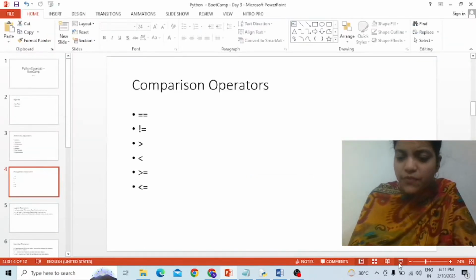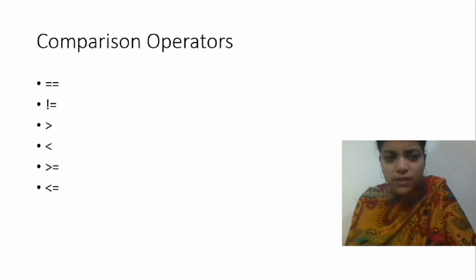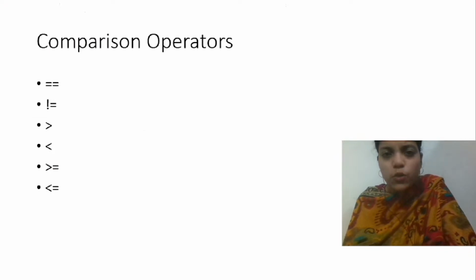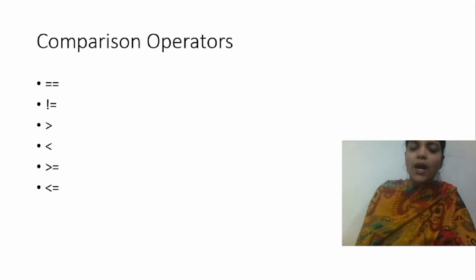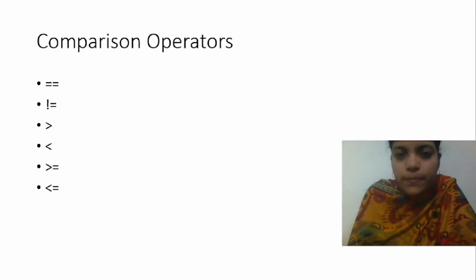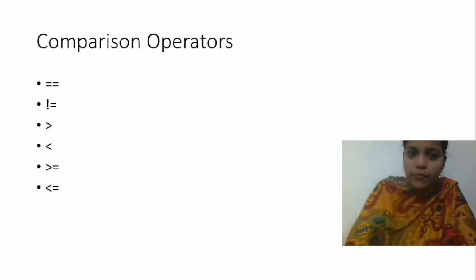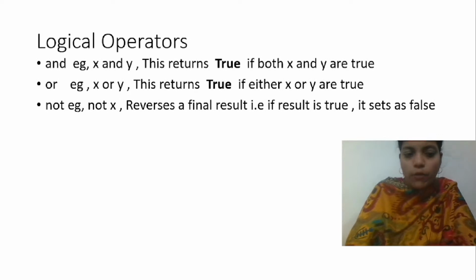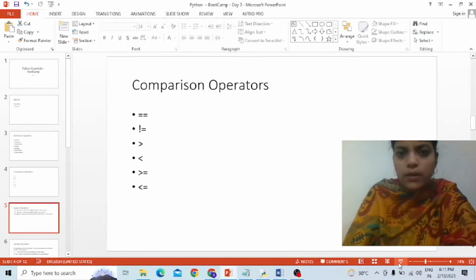Correct. All right. Fine. So here we come to the end of this category, which is comparison operators. Always remember these six operators which are listed here. Equality operator, not equality operator, greater than, less than, greater than or equal to, less than or equal to are the comparison operators.